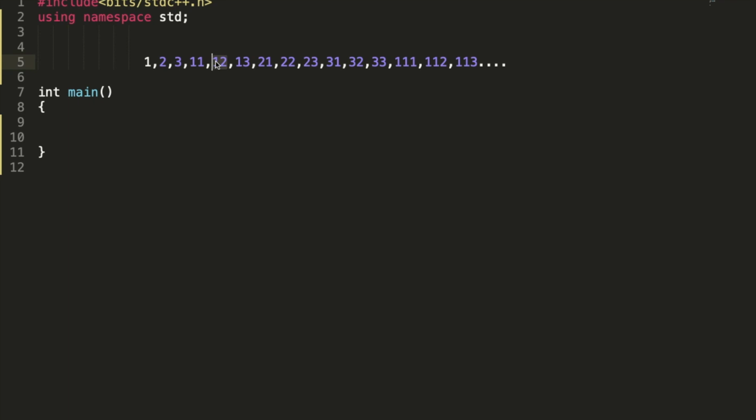If we have k equals to 7, then we have to find the seventh number in this series. Okay, and k is not much big. So k is less than or equal to 10 to the power 5. Okay, so we are going to solve this problem with the help of a queue.